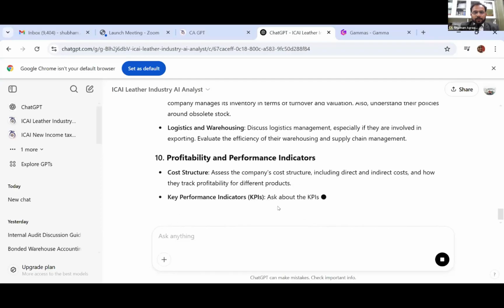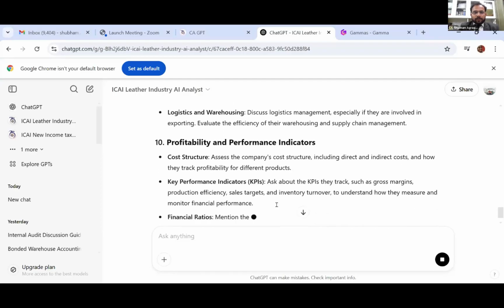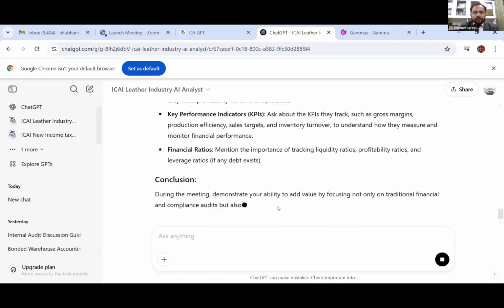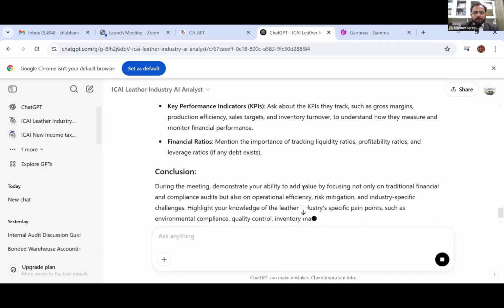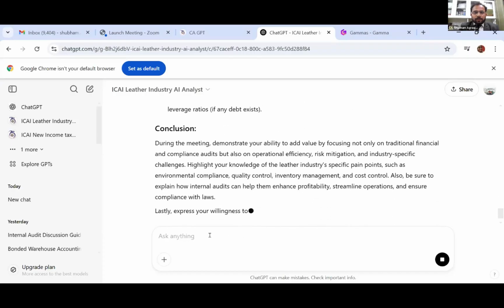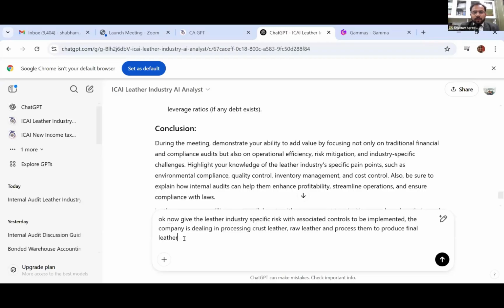Inventory, logistics, profitability, performance indicators, conclusion. So there is something we need to do in internal audit: some industry specific risk. I need to understand whether there are some industry specific risks available or not, and along with the associated controls. So I give the prompt accordingly.